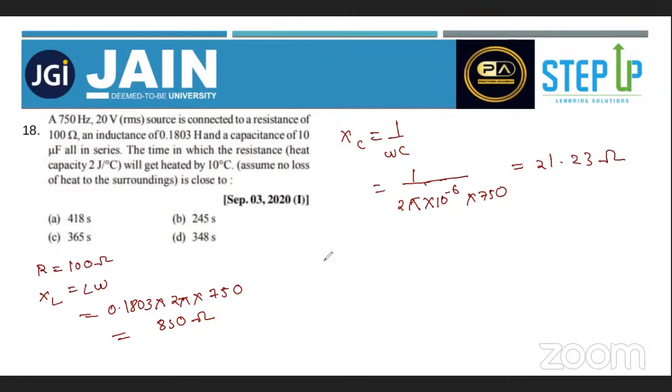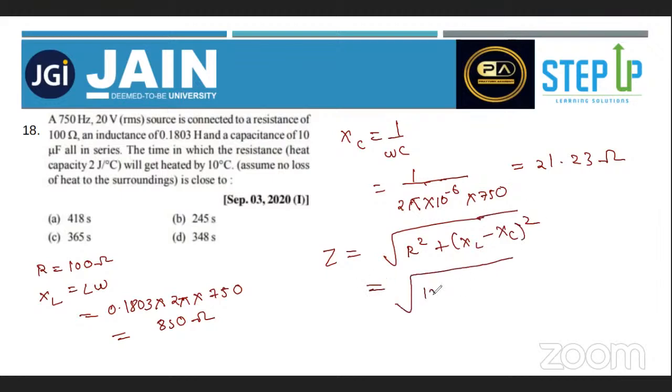Okay. Now, if I'm finding out impedance, the formula is given as root of R square plus XL minus XC whole square. So R square is equal to 100 square, plus XL, which is 850, minus 21.23 whole square. Okay, solving this, we get the value approximately as 134.77, which will be equal to 135 ohm, again the unit stays the same, ohm only, because it is resistance.